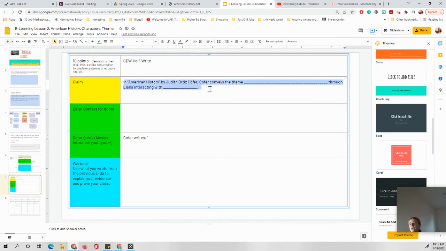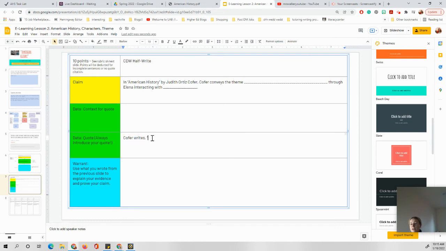So I give you a sentence frame to complete your claim. I give you the title and the author, and then I say Coffer conveys the theme blank. You might want to say the theme that blah blah blah through Elena interacting with blank. That's where you're going to put the name of the character. Always provide a sentence explaining what is happening in the story where your quote occurs, and then you're going to write your quote. Always introduce your quote. I've done it for you this time, but I'm expecting it from you later.